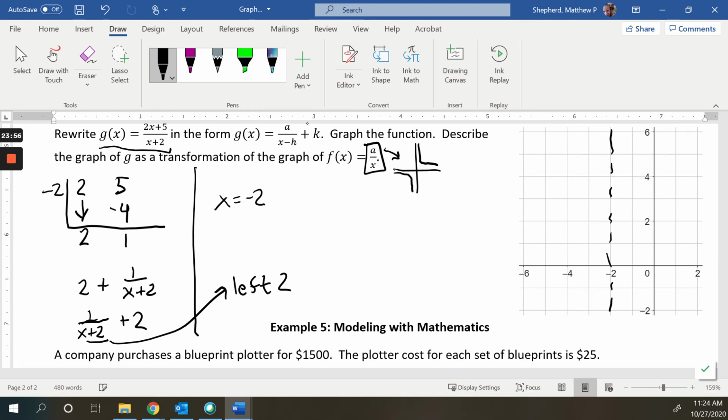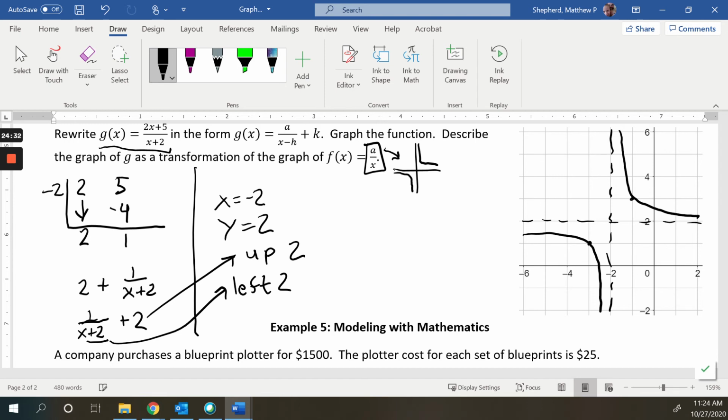And then k tells us that our new asymptote should be up at y equals 2. Now it used to be at 0, so that tells us to move up 2 places. So notice, just looking at these numbers, we can also say the way it moves the graph. Okay, and then past that, we know that it's just going to get closer and closer to those asymptotes. And there we go. We've graphed it.